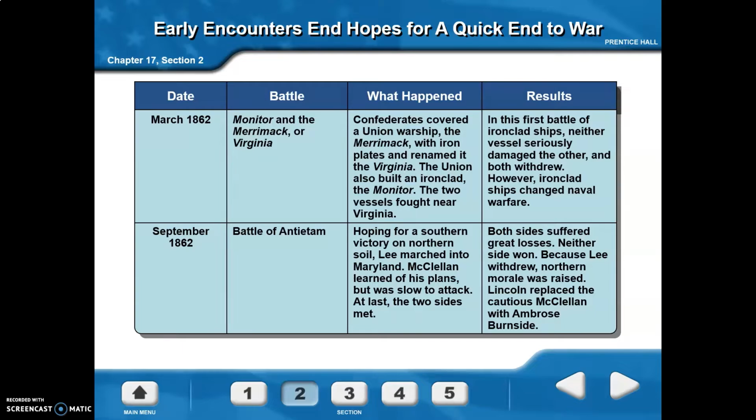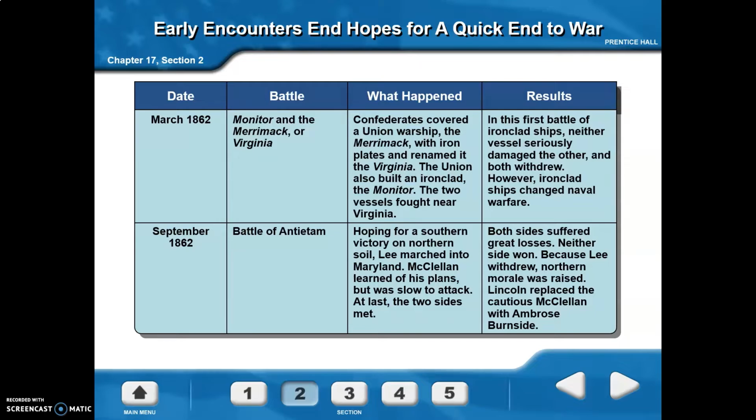and gun ammunition. And the two vessels fought near Virginia, and this was the first battle of the ironclad ships, and neither vessel was seriously damaged because of the iron plates, and both withdrew from the battle. However, ironclad ships changed naval warfare. Because of those two ships fighting each other with the iron plates around them, they changed how the Navy fought on the sea.